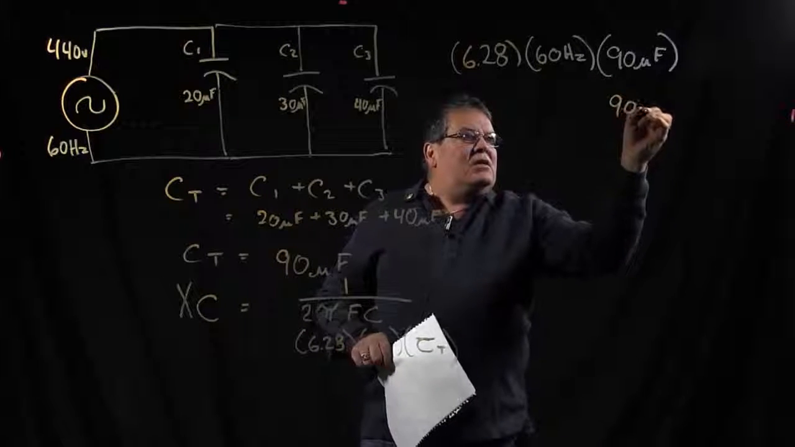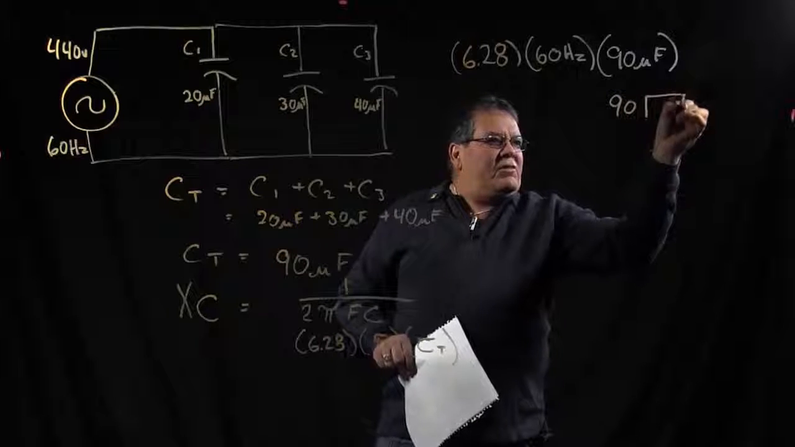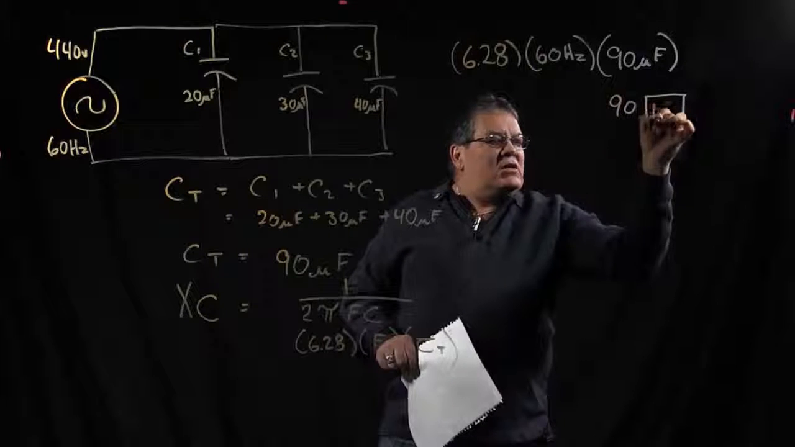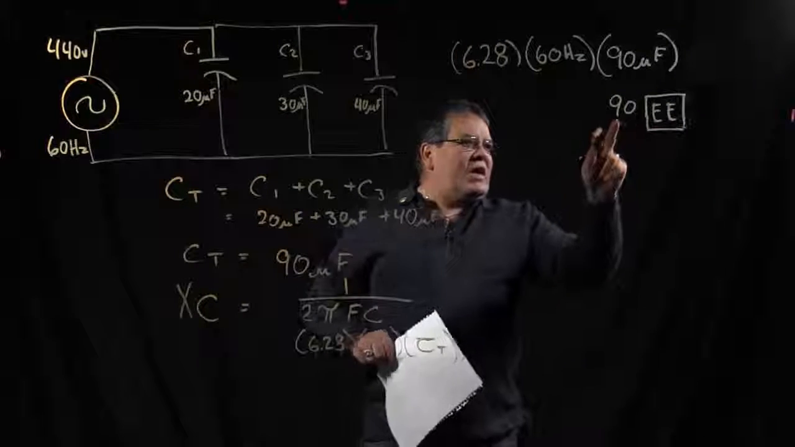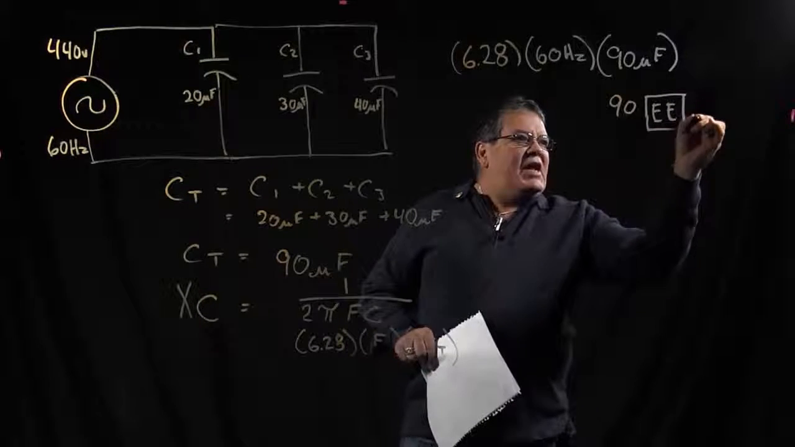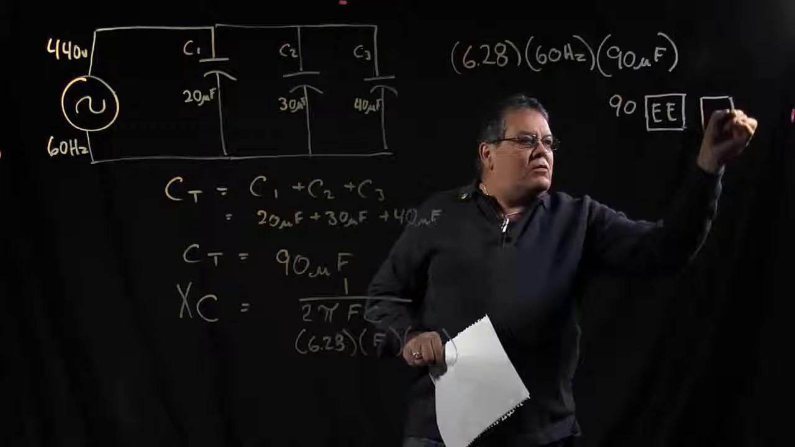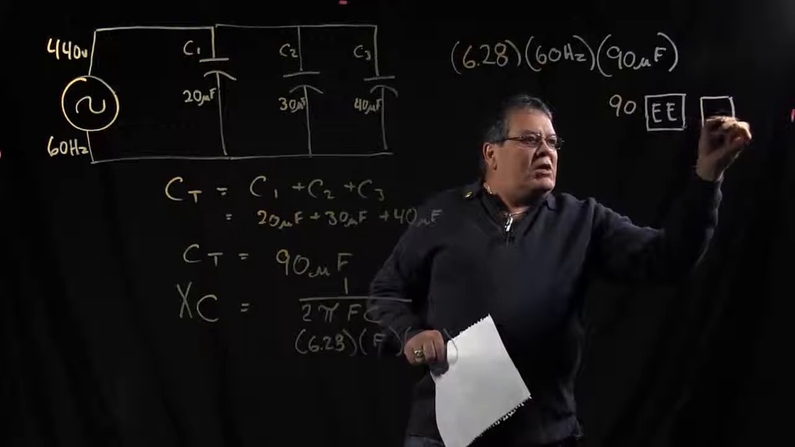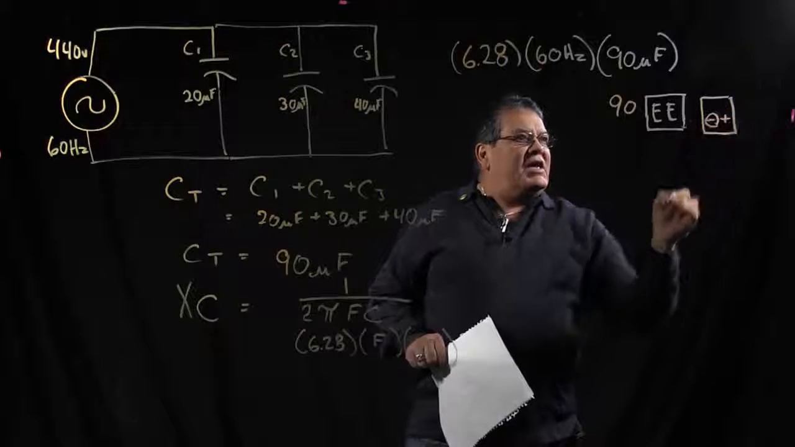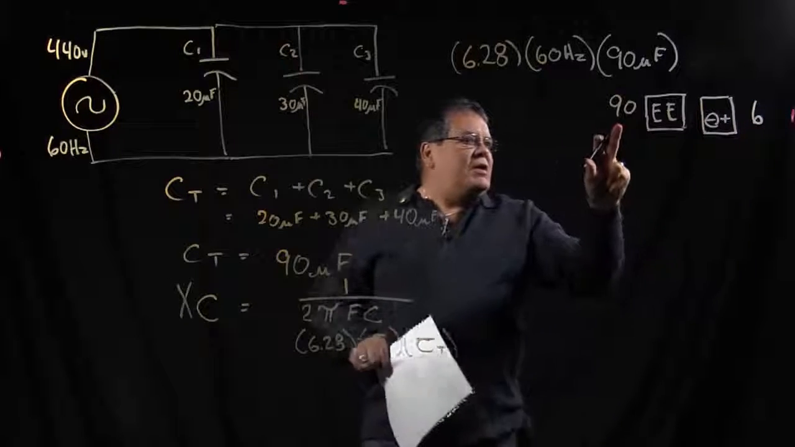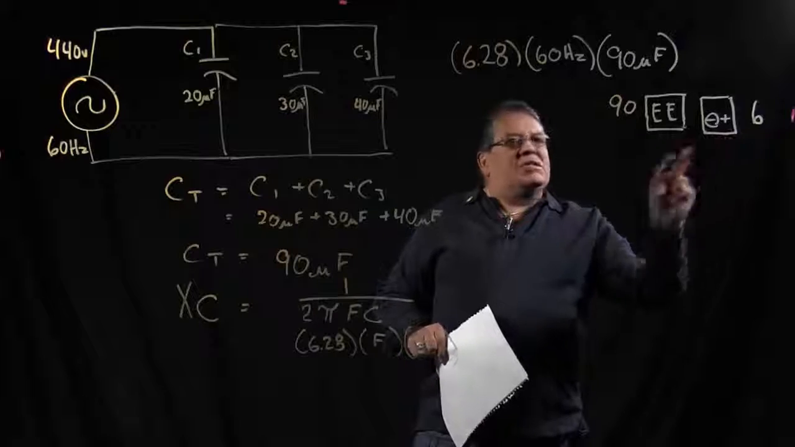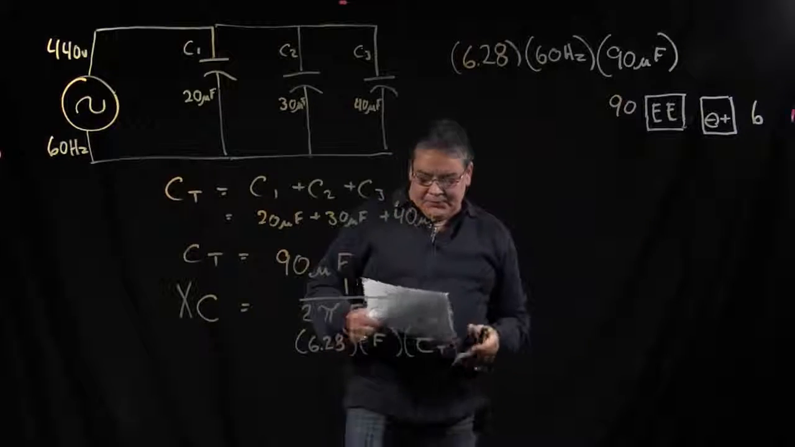90 on your calculator. You'll have a symbol double E. That is for exponent. So you're going to have 90 exponent. You're going to hit negative. You have a plus or minus on your calculator. You're going to hit the negative, and then 6. So that'll be 90 to the -6th power, okay?